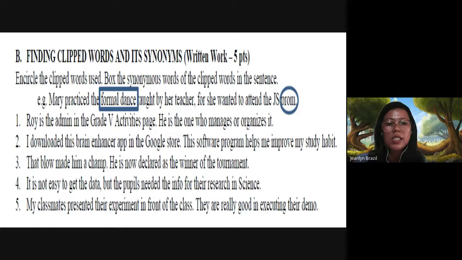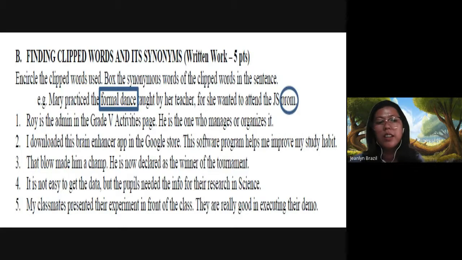Number one, Roy is the admin in the grade 5 activities page. He is the one who manages or organizes it. Number two, I downloaded this Brain Enhancer app in the Google Store. This software program helps me improve my study habit. Third, that blow made him a champ. He is now declared as the winner of the tournament.